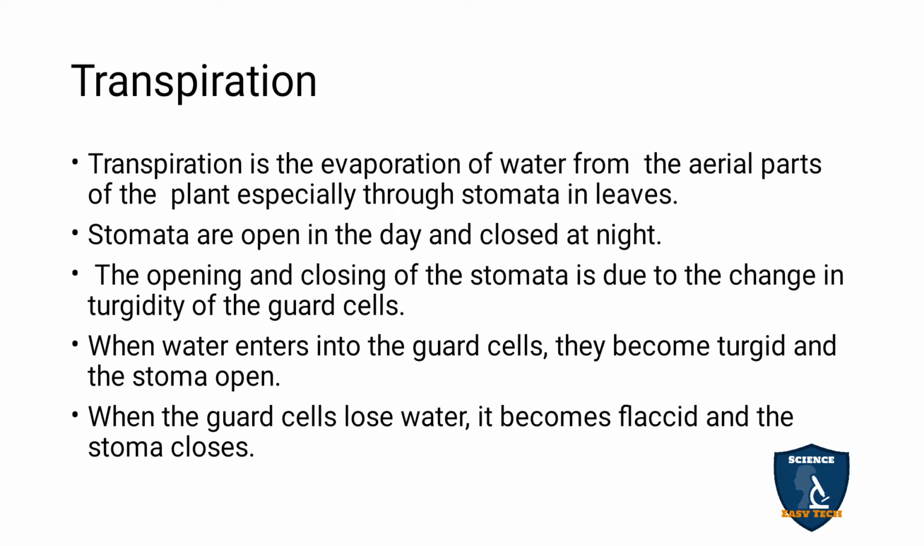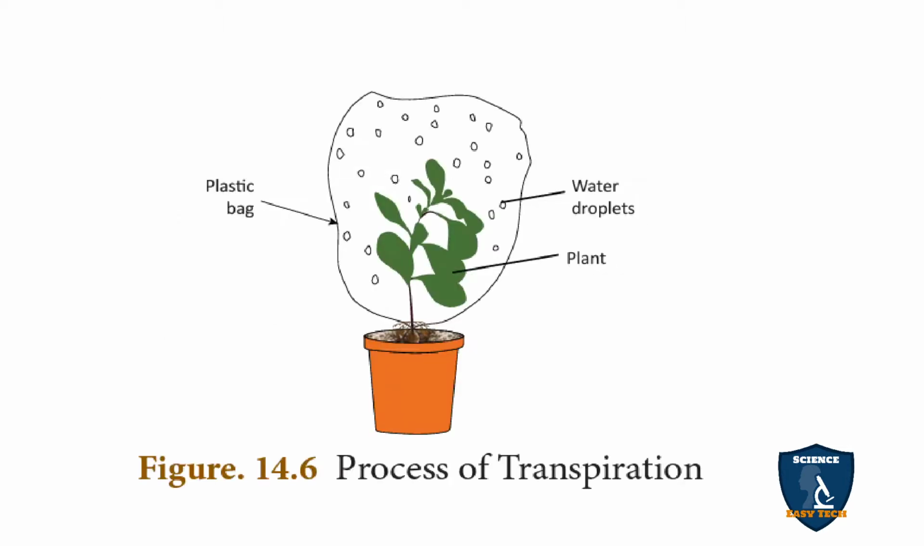The loss of water vapor from the plant, that is, from the aerial parts of the plant, is called transpiration. Especially, transpiration takes place through the stomata in leaves. So we will see an experiment to prove this.